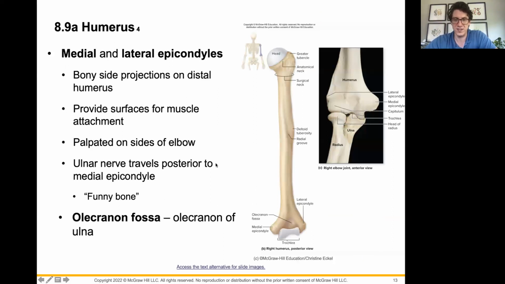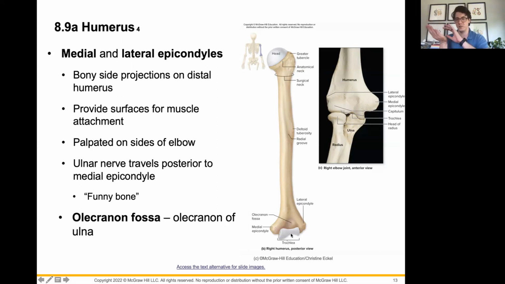Now, the posterior side, we can also see pretty easily, because notice that the capitulum is gone. Your arm bends to the front, so we need all of the articular surface on the front. We don't have as much articular surface on the back because that's not the direction our arm really bends. Instead, we can see just the remainder of this trochlea, which is this kind of spool shape. You can also see this little groove running through that spool shape.